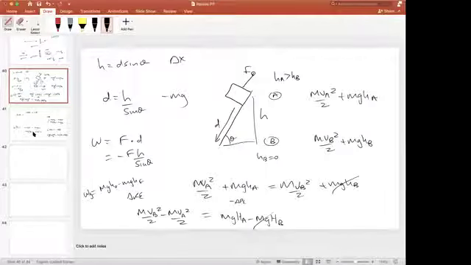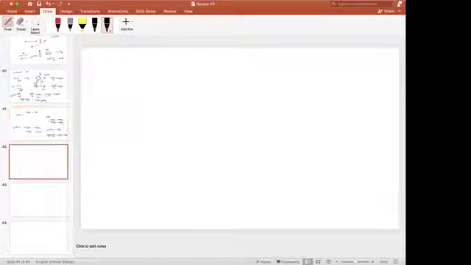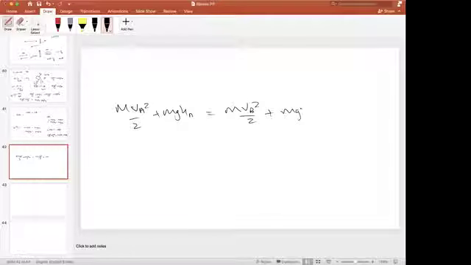How you remember that is that m v_a squared over 2 plus m g h_a has to equal m v_b squared over 2 plus m g h_b. If I put the m g h's on the same side, I get m g h_b minus, well, let me put them on the other side actually.